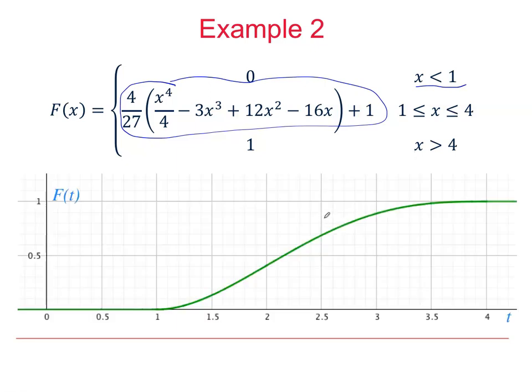It's always a good idea, if you can, to do a sketch graph of the CDF that you've derived. And here we see for values of x less than 1, the CDF is 0. For values of x greater than 4, the CDF is 1. The quartic expression moves smoothly from x equals 1 to x equals 4.